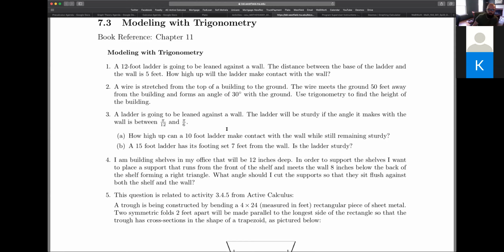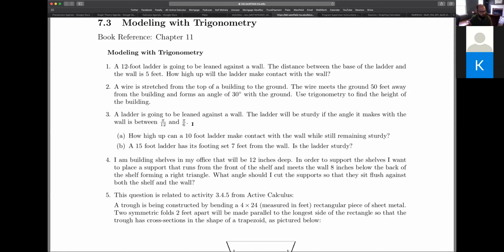So the information we're given here is the ladder will be sturdy if the angle the ladder makes with the wall is somewhere between pi over 12 and pi over 6. Okay, and so if you want to convert that to degrees, that's somewhere between 15 and 30 degrees.